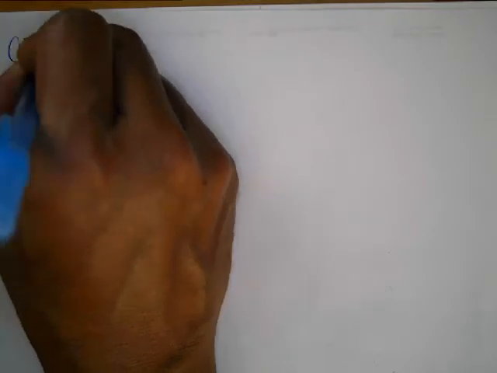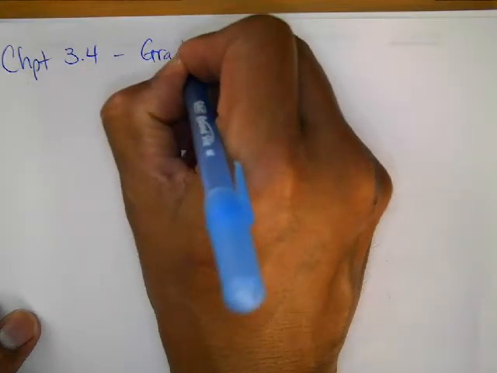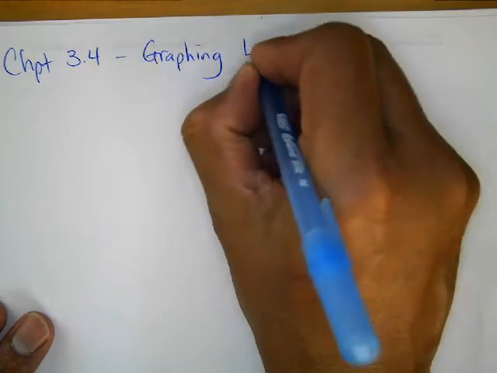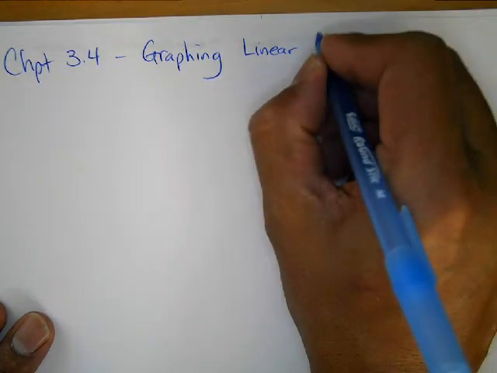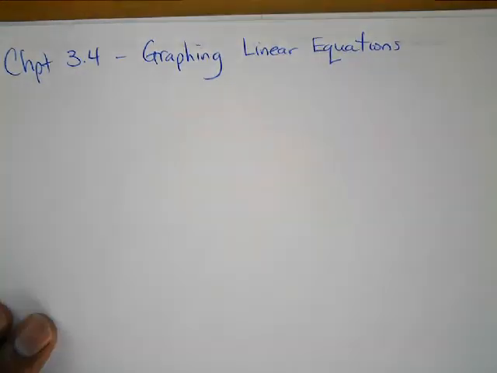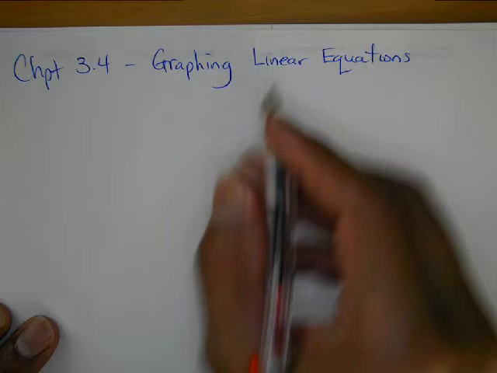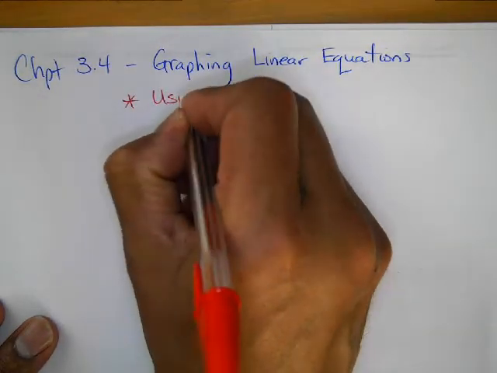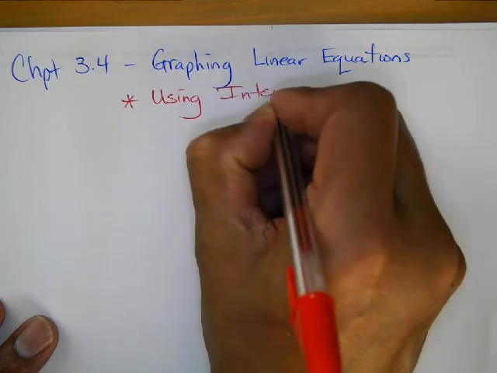Okay, here are the notes for chapter 3.4, which is another way of graphing. We're graphing linear equations again, lines, but we're using a different method. This is called using intercepts.